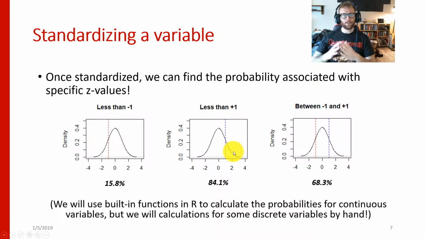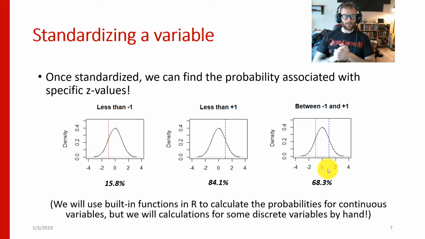Now, what about the value between +1 and -1? Well, we can take the value to the left of +1 and subtract off the value to the left of -1, right, to isolate the value that's in the middle, and that happens to be about 68.3%. And again, regardless of the specific normal distribution that we're dealing with, for any normal distribution, 68.3% of the scores are going to fall between positive and -1 standard deviation.